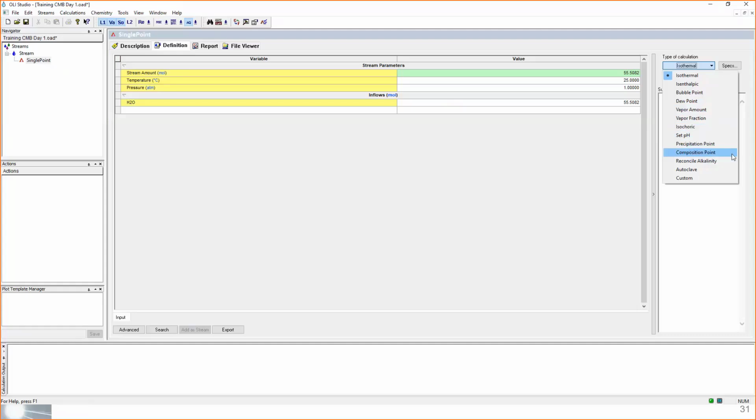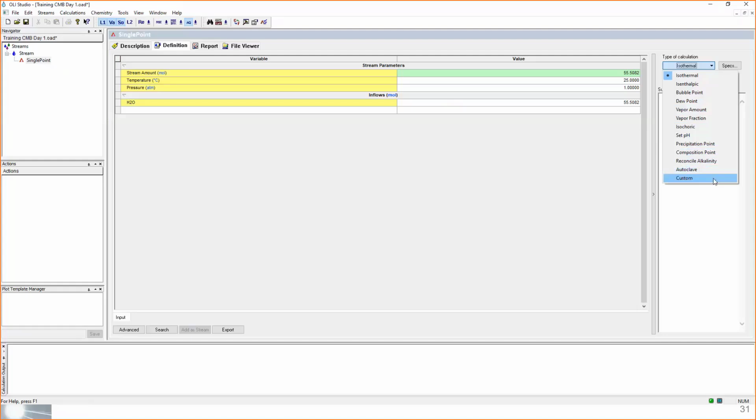Composition point: let's say you want to meet a regulation where it says H2S cannot exceed 0.02 ppm in the vapor phase. You will use this composition point to do that. Reconcile alkalinity is to calculate your alkalinity, and we have the autoclave calculation. This one is specifically designed for corrosion experimentation, not corrosion rate, when you are doing high temperature, high pressure experiments. So you have your autoclave.